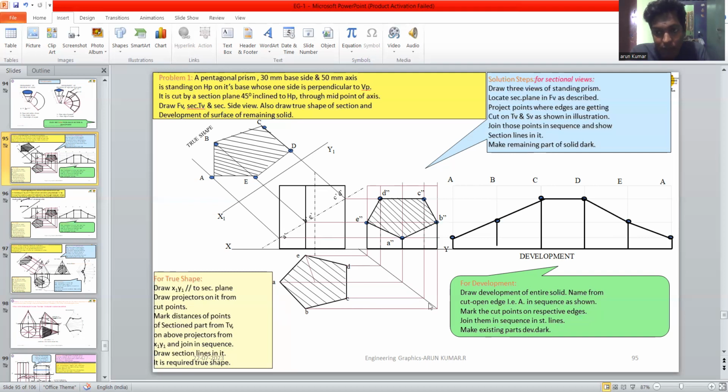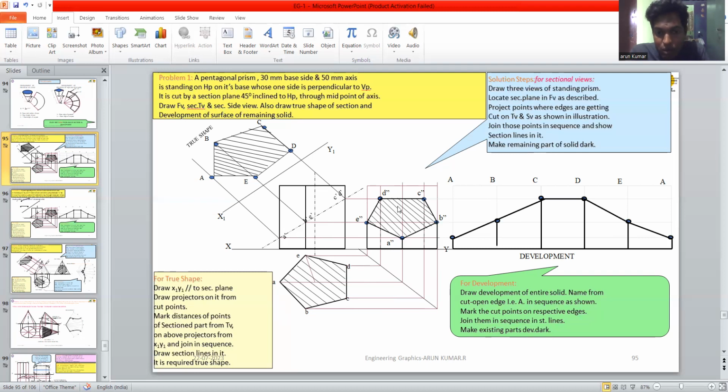That is the 90 degrees divided by 45. So after 45, you have to project the horizontal and vertical lines. For example, B comes with B dash, and A comes with A dash, and D comes with D dash, and E comes with E dash. Similarly, you also have to project the cutting plane.